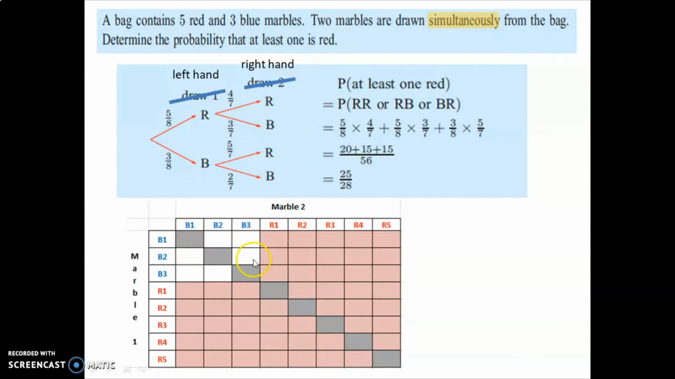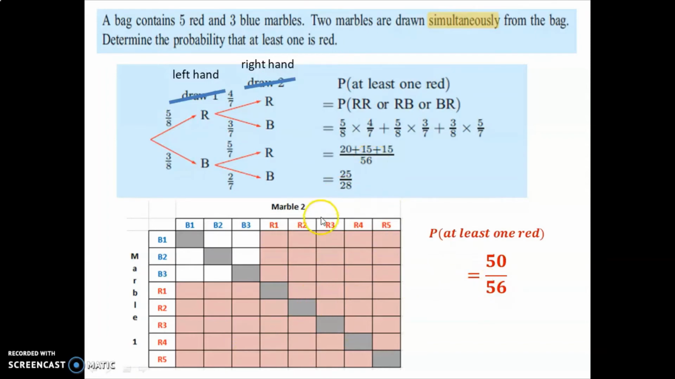The only place we don't have at least one red is here, where it's like holding 2 blue marbles, holding 2 blue marbles, and so on. And that is 1, 2, 3, 4, 5, 6. So 6 out of the 56 do not meet our criteria. So to get at least one red, we have 50 out of the 56 possibilities. And notice that matches this.